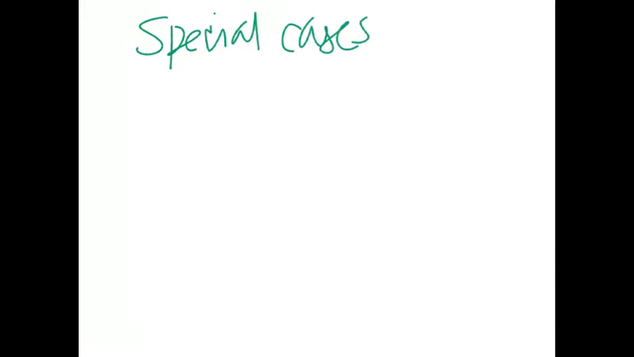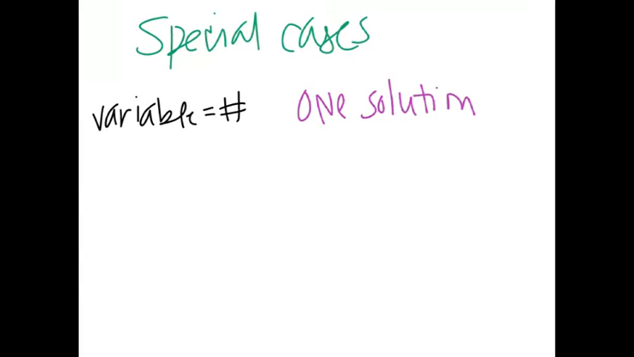Now, what's going to happen is you will see some situations that are special. Special cases. And in these special cases, a few different things might happen, and you need to know how to handle it. So the first thing that we're used to happening is you'll have a variable equals a number. If a variable equals a number, that means there is one solution. That's where we would get x equals 5, or y equals -2, or b equals 10.